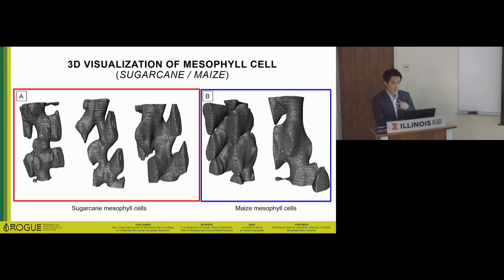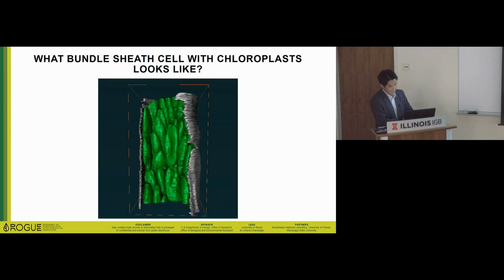So I have information about the individual chloroplasts and also the cell wall. I can combine the two pieces of information in one image, cut it in half, and look at how they look. That's one example of what the bundle sheath cell with the chloroplasts looks like. This is one example of the bundle sheath cell.